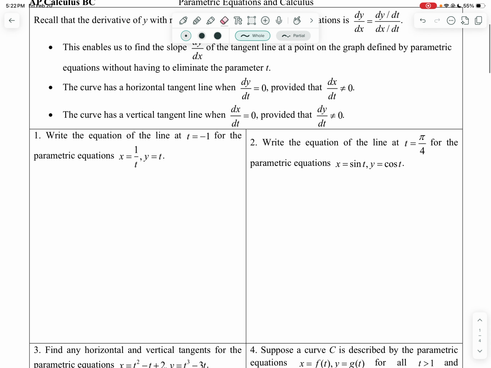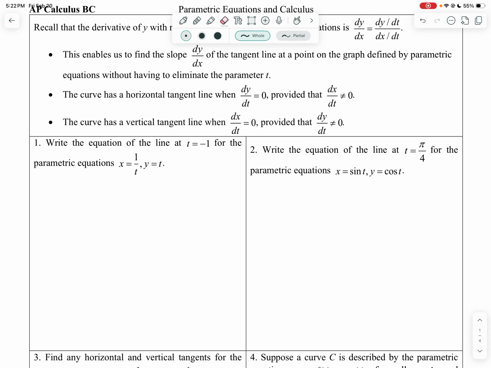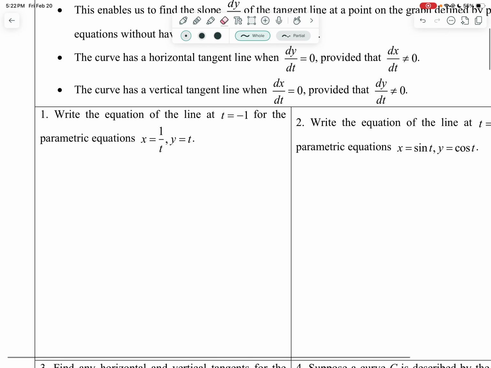All right, so for number 1 and number 2, what we're going to do is write the equation of the tangent line. Here for number 1, we have t is equal to -1 for the parametric equations. x is equal to 1 over t, and then y is equal to t. Now, the goal of this, of course, is to not eliminate the parameter and just use this right here, right?